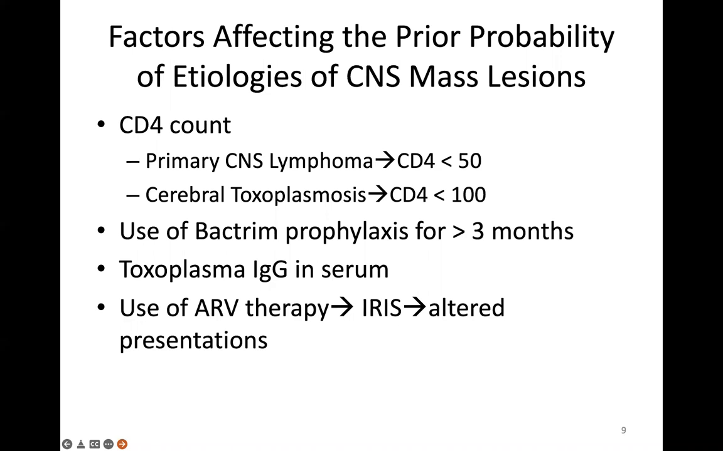Because we know toxoplasmosis tends to happen at a CD4 count of less than 100. Primary CNS lymphoma at a CD4 count less than 50. So you see, now we know that his CD4 count is 32. Generally, most of these things are a huge probability.